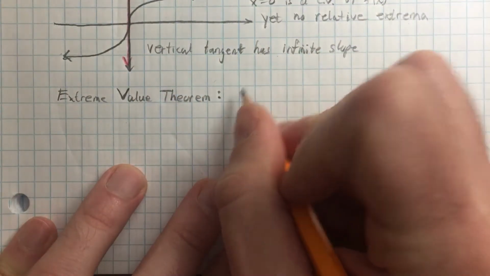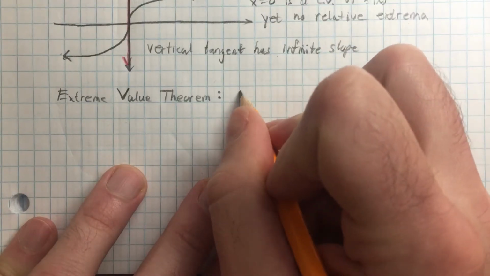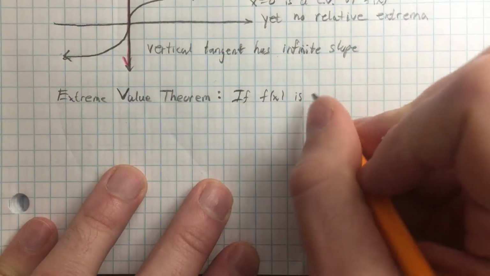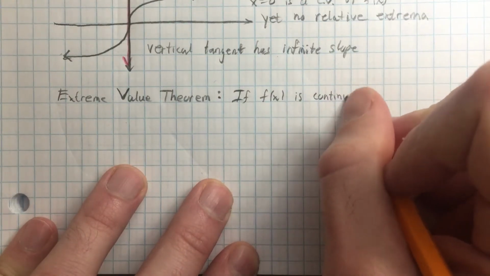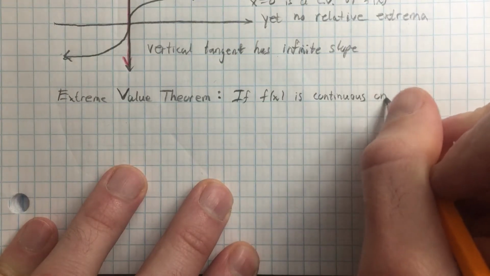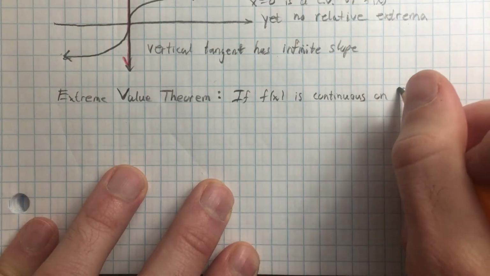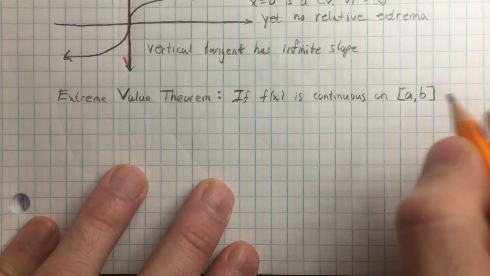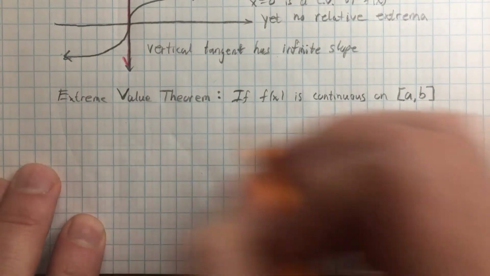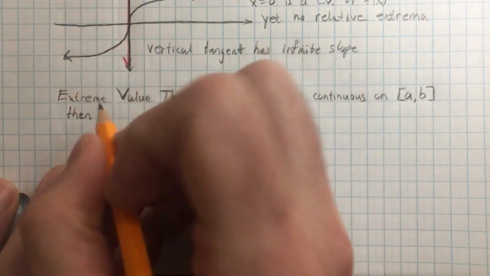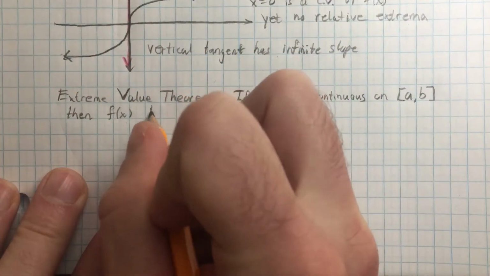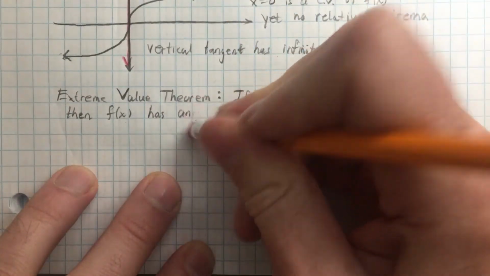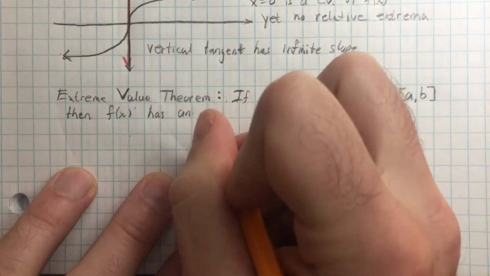Extreme value theorem is: if f of x is continuous on closed interval AB, so a very small requirement, just continuity over a closed interval. If f of x is continuous on AB, then f of x has both an absolute max and absolute min on that same interval.